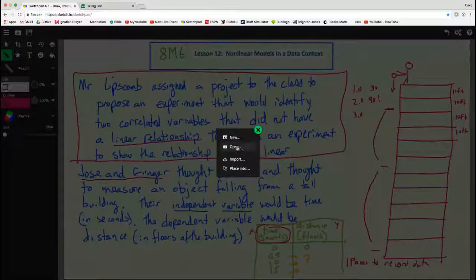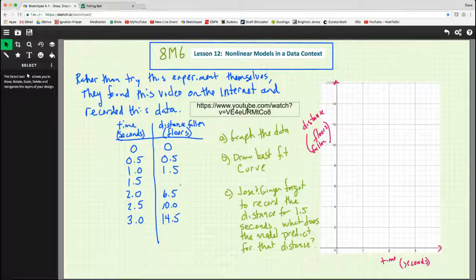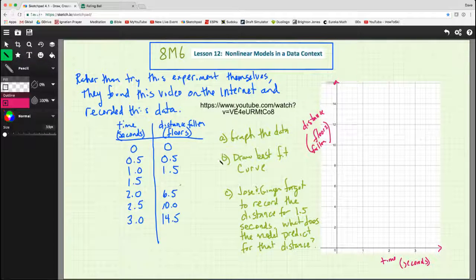They got smart. So Jose and Ginger actually got smart. What they did is they went and found a video on the internet. You can actually go to this URL right here, youtube.com/watch?v=VE4EU. Type this in, and you're going to see some guys dropping a ball from a rooftop. They're throwing a basketball off the rooftop and actually trying to catch it, which I don't recommend you do. Do not do this at home, as they say. But at any rate, they recorded this data.